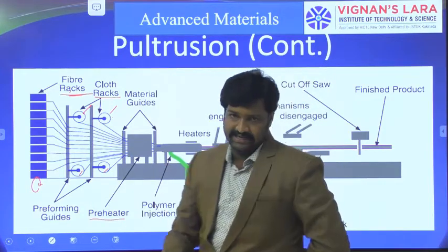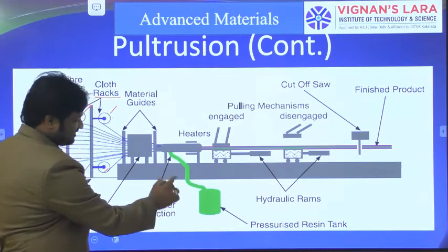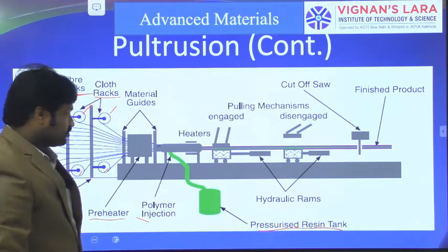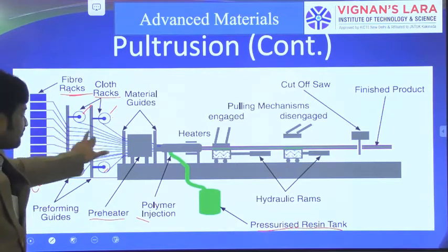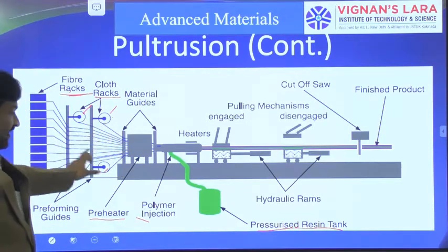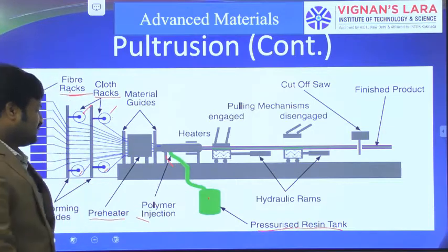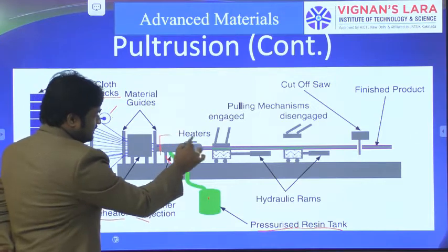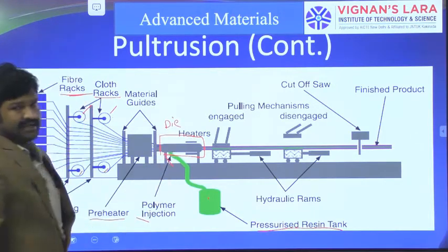So after that, it consists of a polymer injection. So it consists of a pressurized resin tank. As we know, our composites consist of fiber, meaning the reinforcement, and matrix material. Here reinforcement is coming from this direction, whereas matrix is stored in a pressurized tank. From this pressurized tank, the matrix is injected into this die. So this is the complete die.